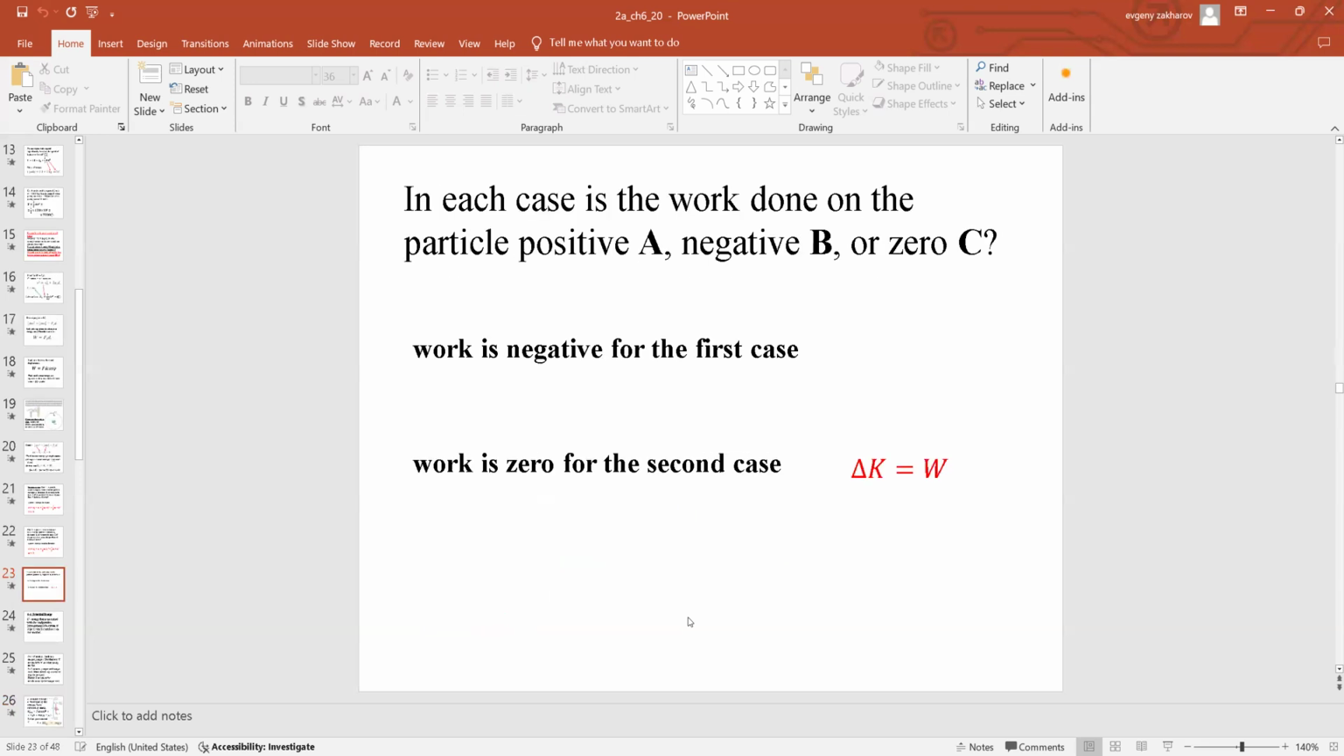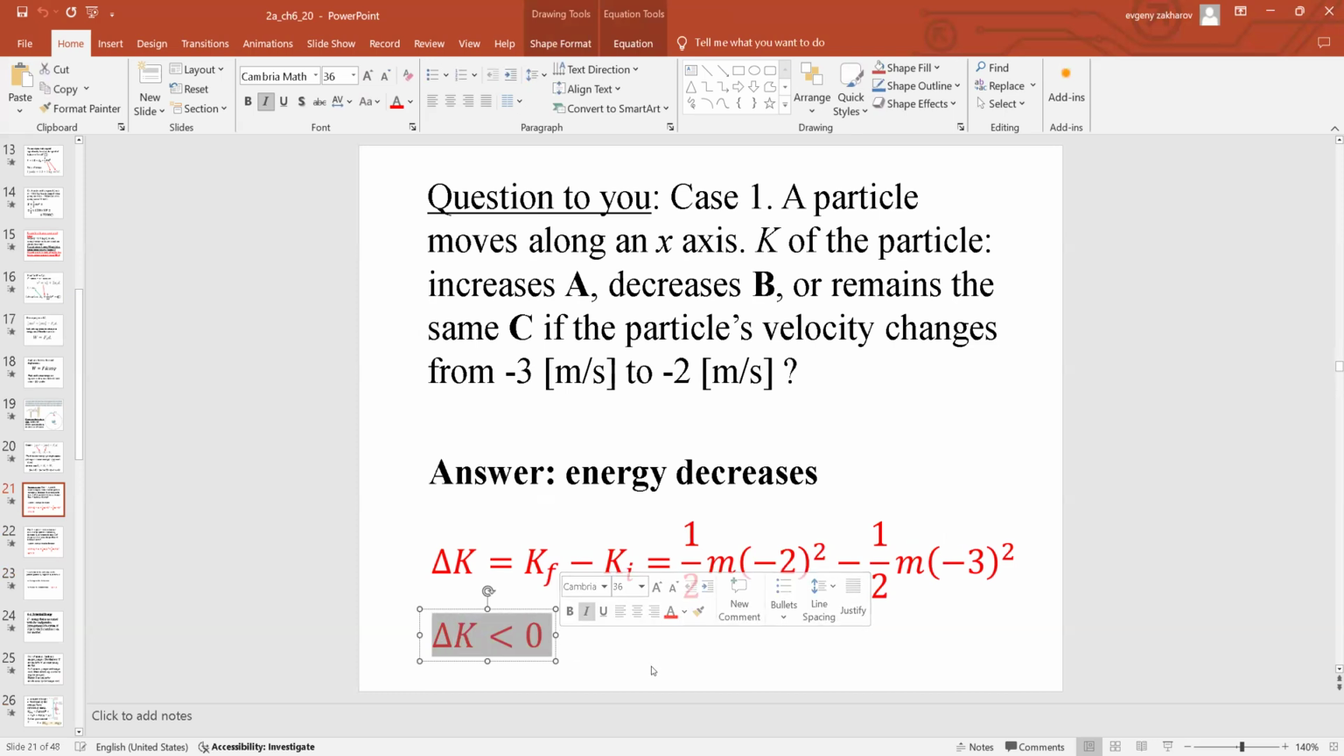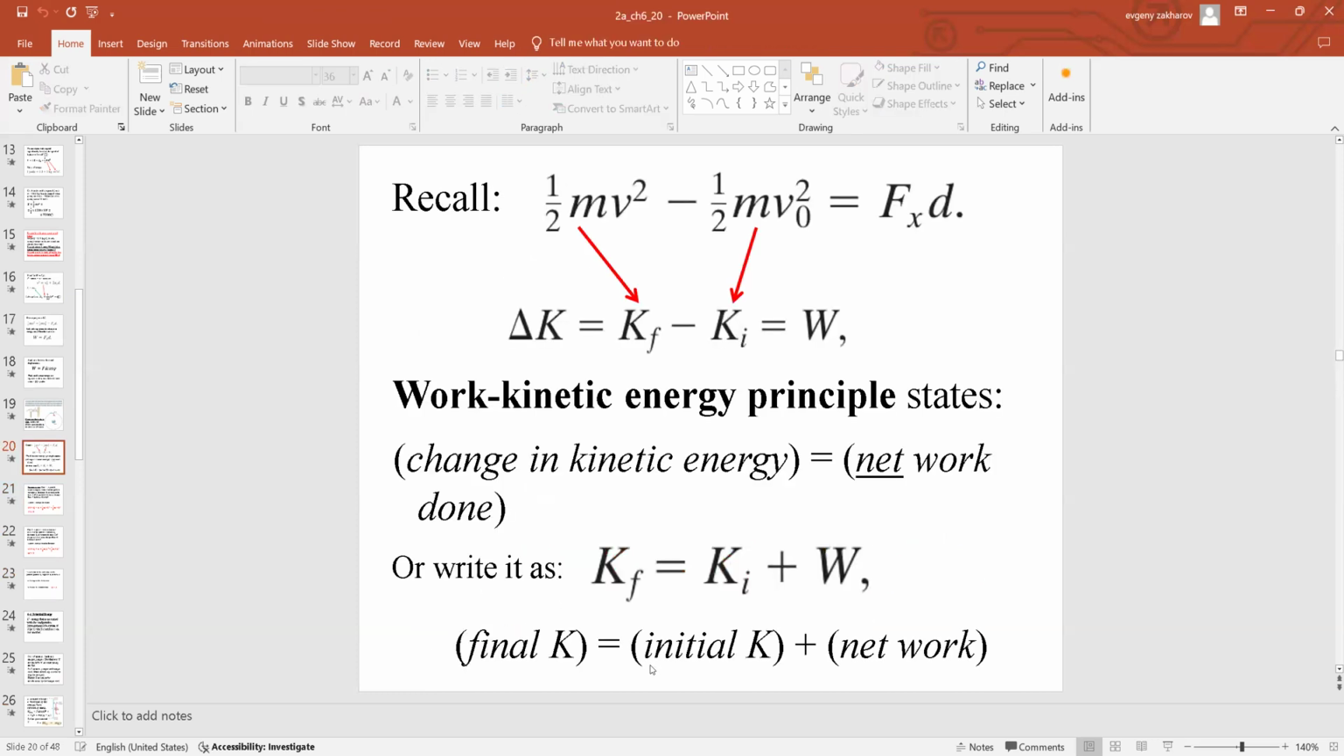In each case, is the work done on the particle positive, negative, or zero? Work is negative. Why is that so? Because change in kinetic energy is negative. Easy as that. Remember the principle, the original theorem? Change in kinetic energy is work done. If change in kinetic energy is negative, then work done is negative. If change in kinetic energy is positive, then work is positive. If change in kinetic energy is zero, work done is zero.